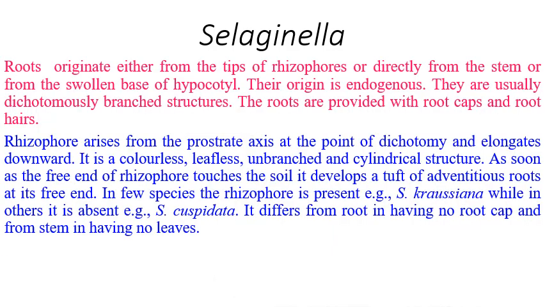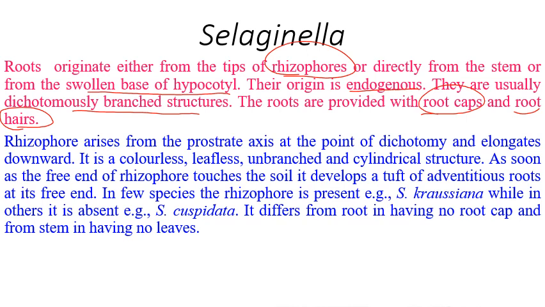Roots in Selaginella actually originate directly from the rhizophores or from the swollen base of the hypocotyl. Their origin is endogenous. They are usually dichotomously branched structures. The roots are provided with a root cap. Root caps are for protection, and root hairs are for absorption.